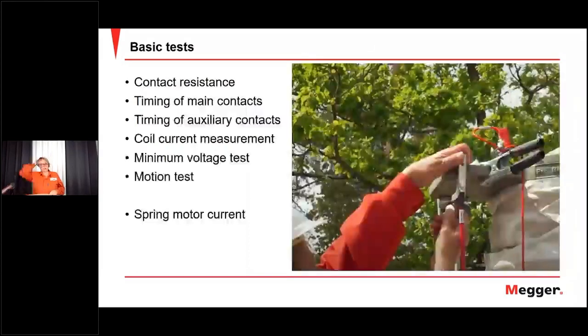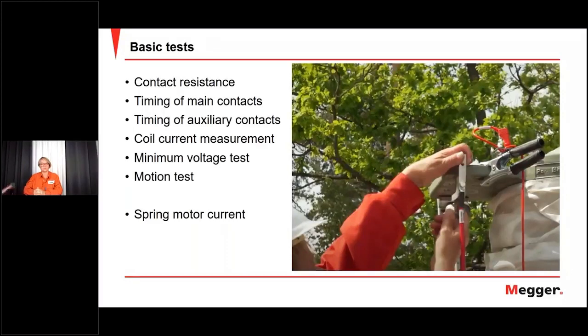So what kind of tests should we do? Of course, you want to check the resistance because the circuit breaker should be the perfect conductor when it's closed, right? So you close the breaker and test that. You want to look at timing of main contacts when it's opening or closing or multiple operations. You want to look at the timing of the auxiliary contacts we were talking about. And you want to measure the coil current.